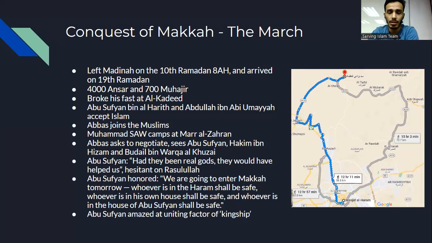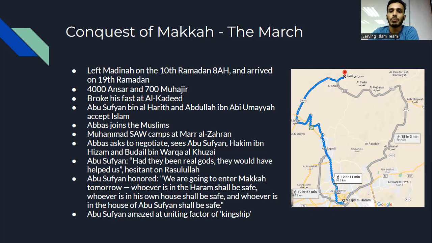Okay, now on the way as well, Abu Sufyan bin al-Harith and Abdullah bin Abi Umayyah also came to Muhammad sallallahu alaihi wasallam. Abu Sufyan bin al-Harith, from the first or second session, I mentioned that one of the foster brothers of Muhammad sallallahu alaihi wasallam was Abu Sufyan bin al-Harith. And al-Harith is the son of Abdul Muttalib, so Abu Sufyan bin al-Harith is the first cousin of Muhammad sallallahu alaihi wasallam.